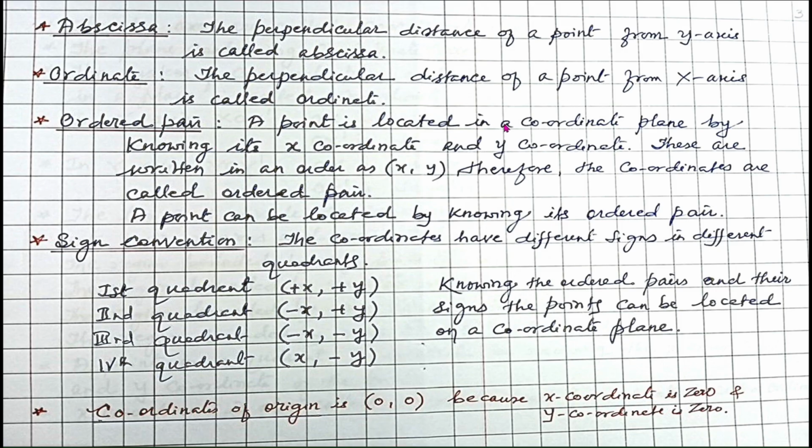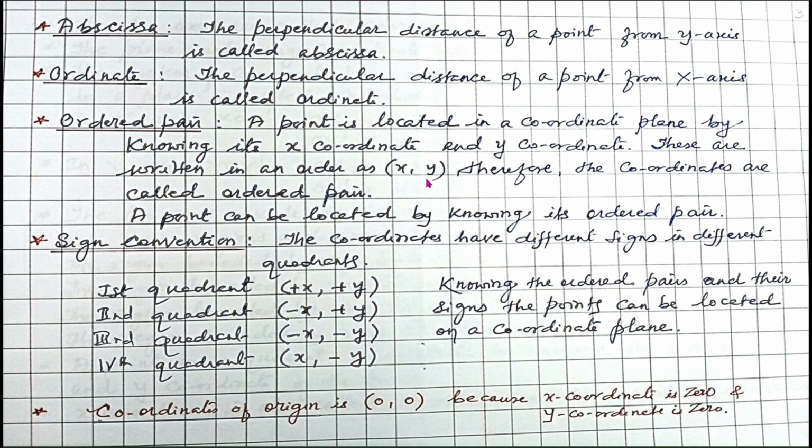Now, if a point is located in a coordinate plane by knowing its x coordinate and y coordinate, these are written in an order, that is x first and y next, and therefore the coordinates are called an ordered pair. Please understand, the two coordinates are called an ordered pair because the two coordinates are written in an order, x first and y next. A point can be located by knowing its ordered pair.